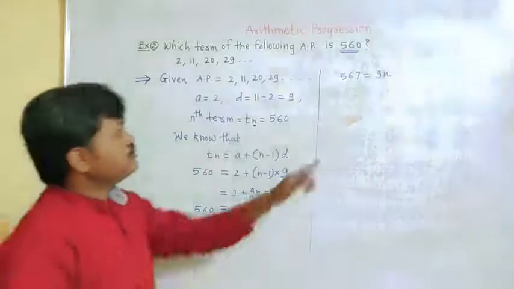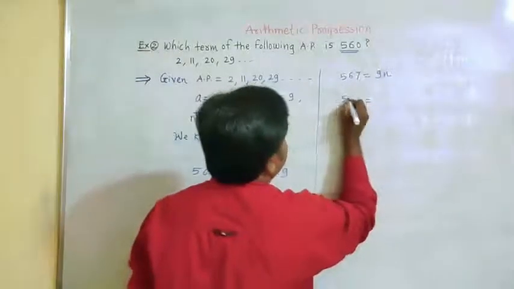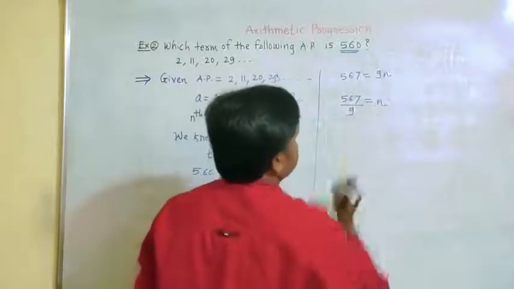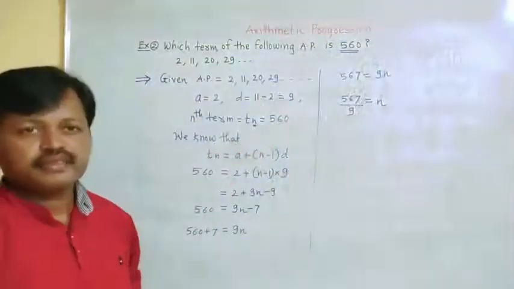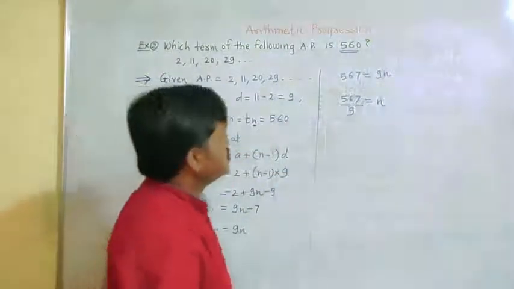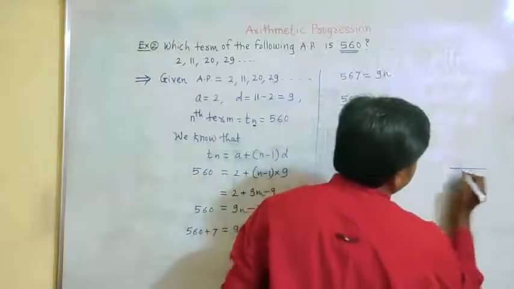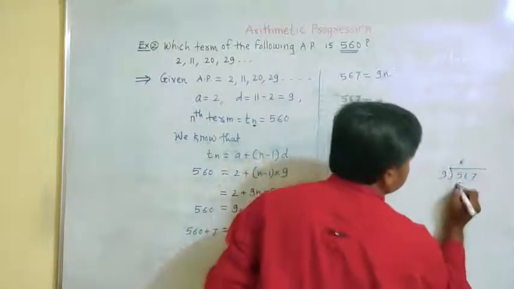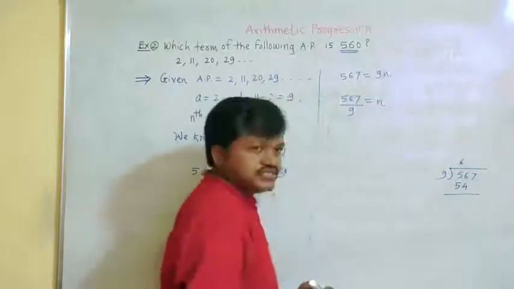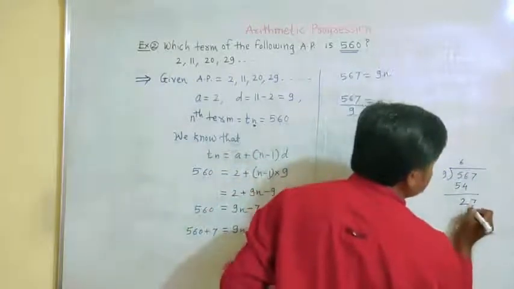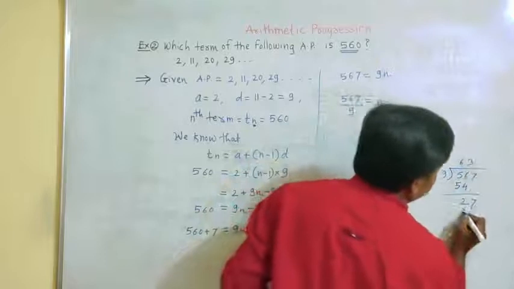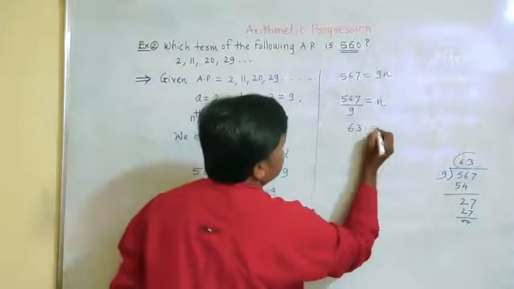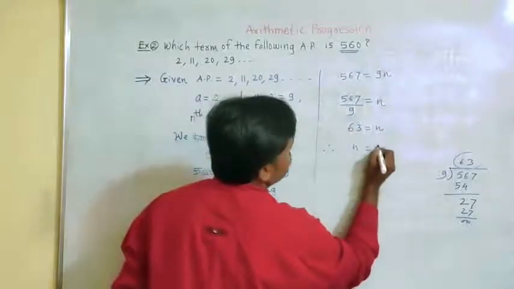Now we want the value of n. So 567, take this 9 on this side, it becomes divide, is equal to n. So what is the division of 567 upon 9? Look here, 567, 9 6s are 54, 56 minus 54 is 2, take this 7, and 9 3s are 27. So you get the value 63. So n is equal to 63.